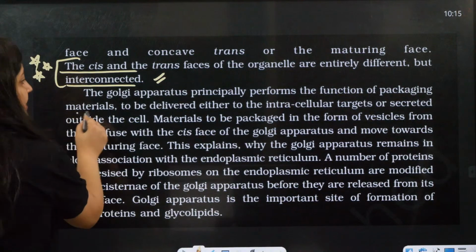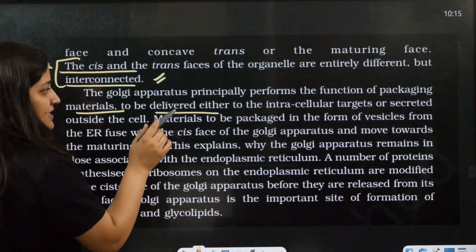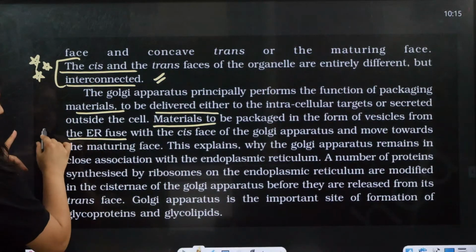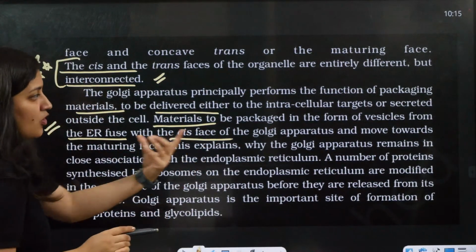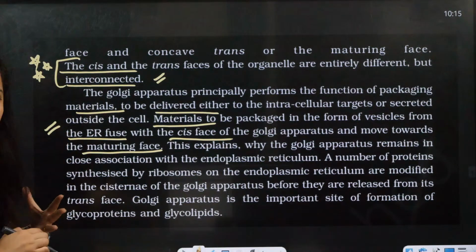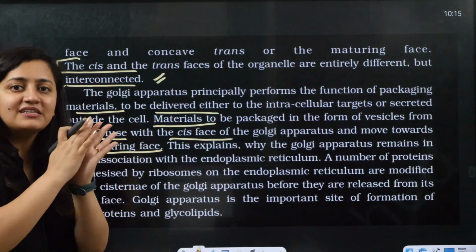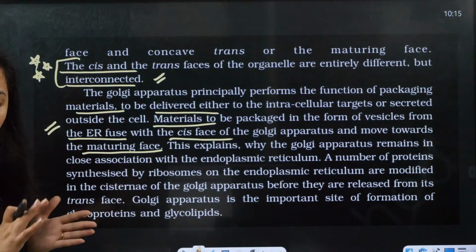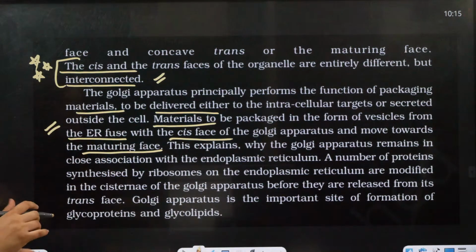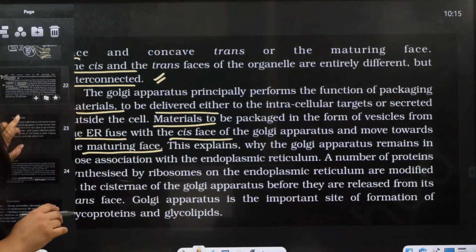So packaging will be done here, and it will be delivered to the targets, bache, right? Materials are to be packed in the form of vesicles. Here you can see from ER it will fuse with the cis face, as I have already explained, and then it will move towards the maturing face. That is why they are all in close association. That is why they are part of the endomembrane system, because they are functioning in a coordinated manner, working together, bache. Done, bache? So glycosylation and glycosidation will be done here.